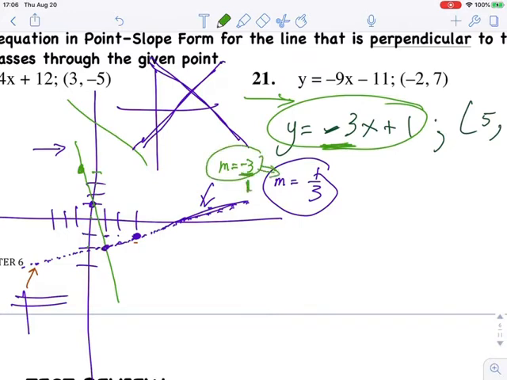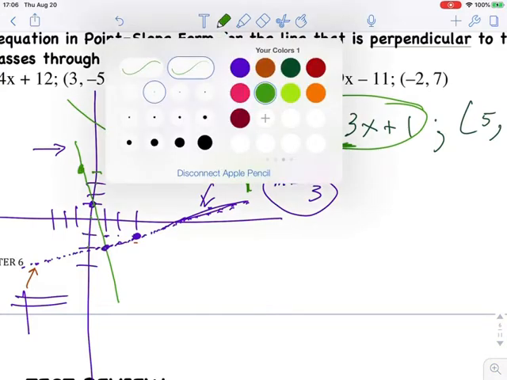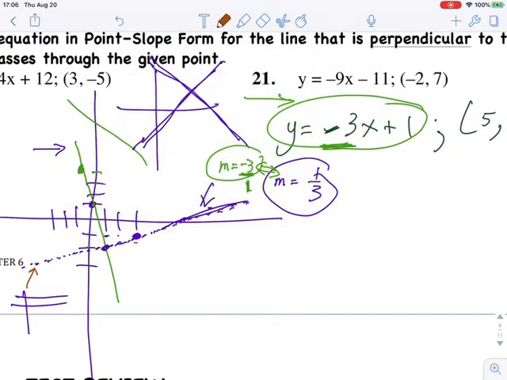These two slopes, in order to create perpendicular lines, need to be opposite, meaning positive, negative. If this is negative, this has to be positive. They need to be opposite reciprocals of one another. Okay? Sometimes you hear the term negative reciprocals.